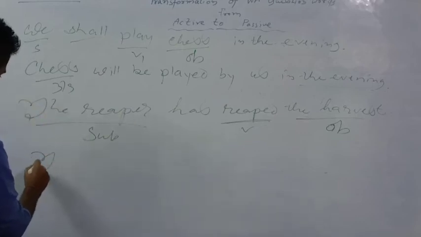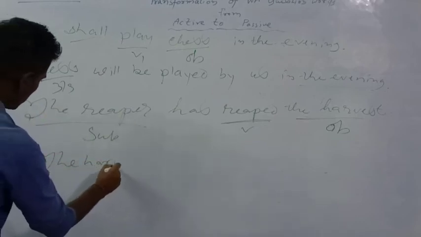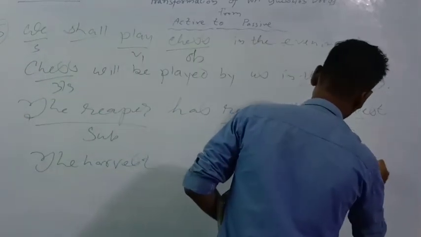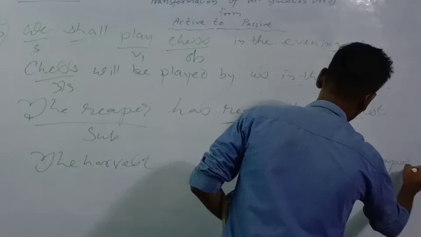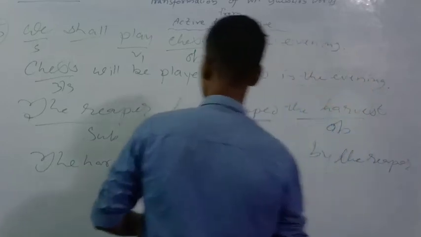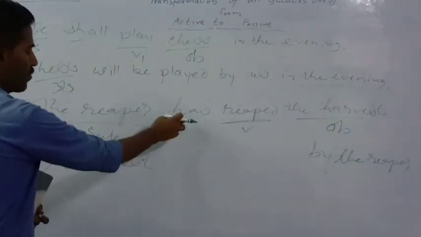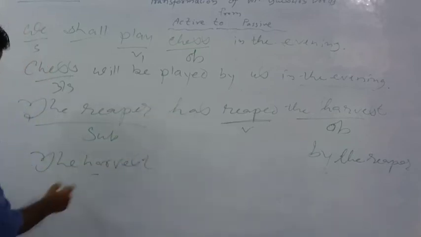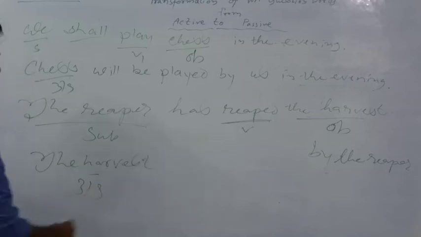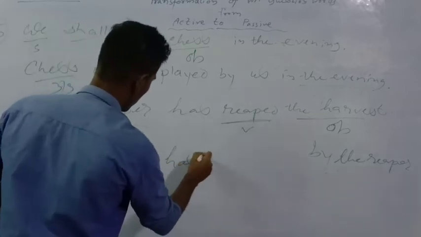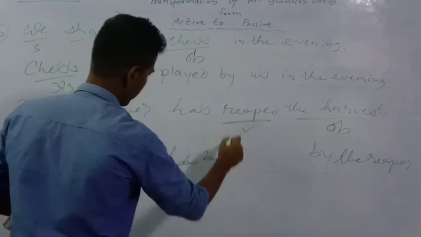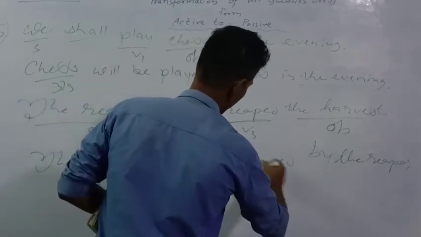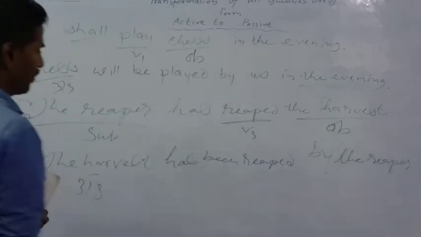So here will come the harvest. Here will go the reaper, the reaper. Here will come by, preposition. If there is have or has in active, in passive voice it is have been or has been. Whether have been or has been, rely on the new subject. The new subject, the harvest, is third person singular number, so it will agree: it has. The harvest has been reaped by the reaper. V3 will remain as V3.